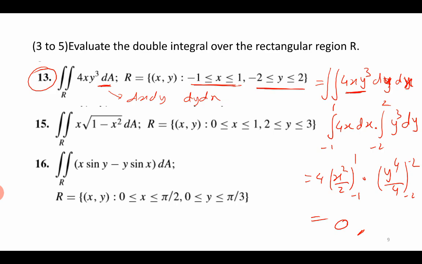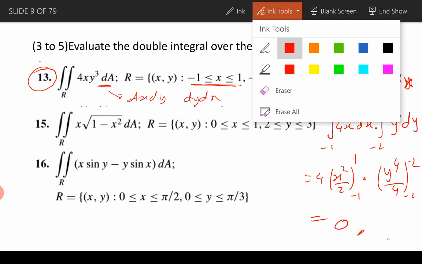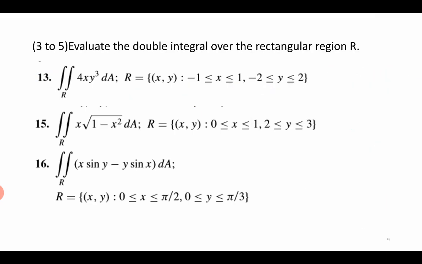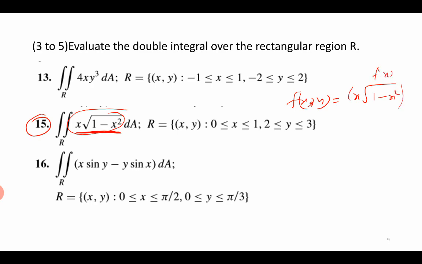Problem number 15. See, a function of x and y is given here. Actually, you can write this f of x comma y, which is x into square root of 1 minus x square. So this is actually f of x, only x is involved. What is f of y? f of y is 1, so it is still separable. So what I am going to do here, write integration for y first. What is y?